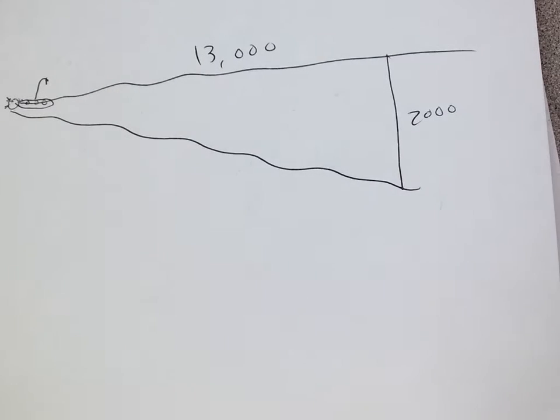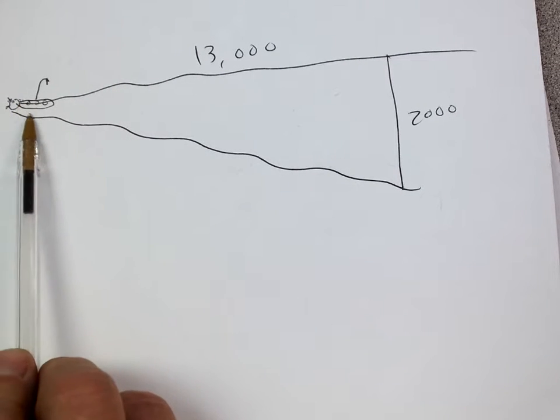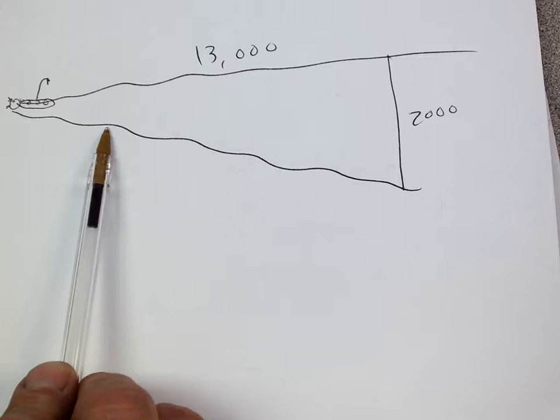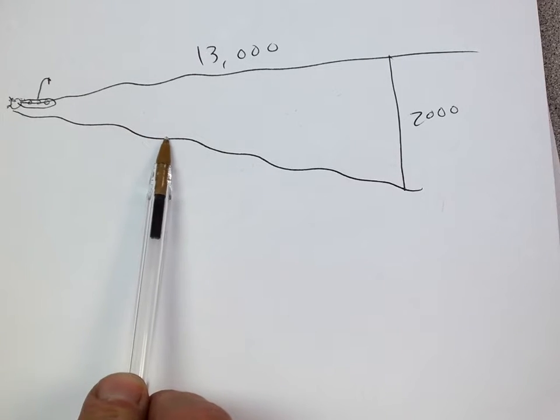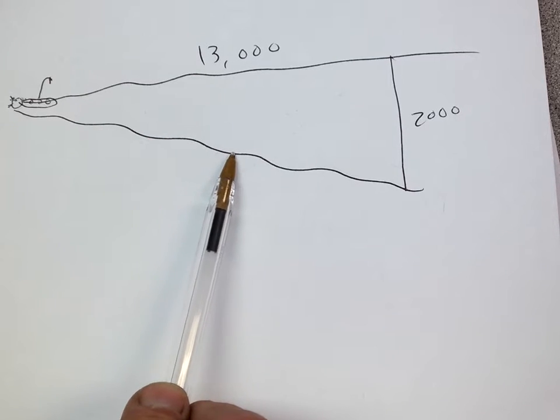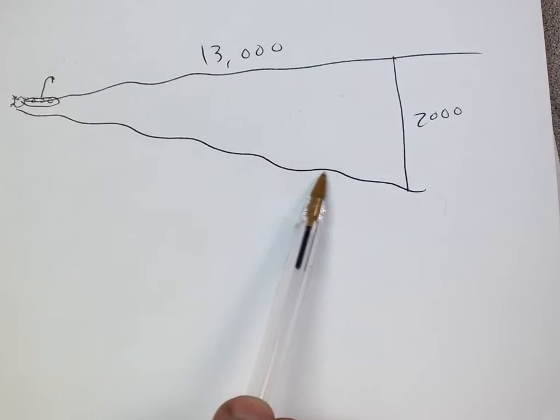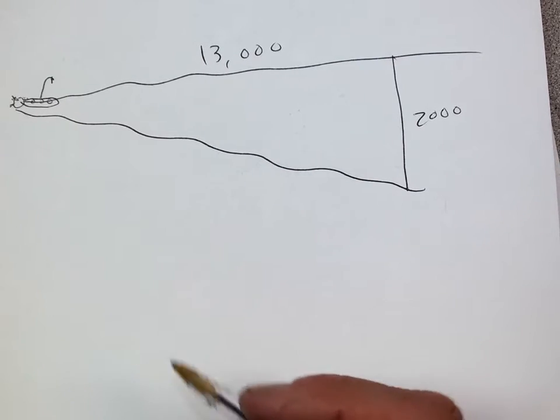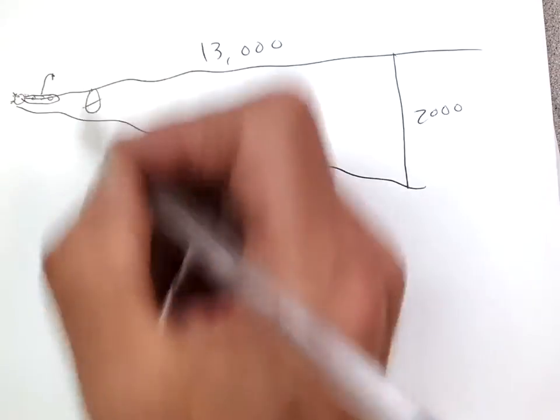Okay, does that make sense? As he's moving along this course, he's moving at a rate of 2,000 per every 13,000. That's how he's moving. Okay, does that make sense? So then what we want to do is find the angle of depression. That's easy. That's theta, right?